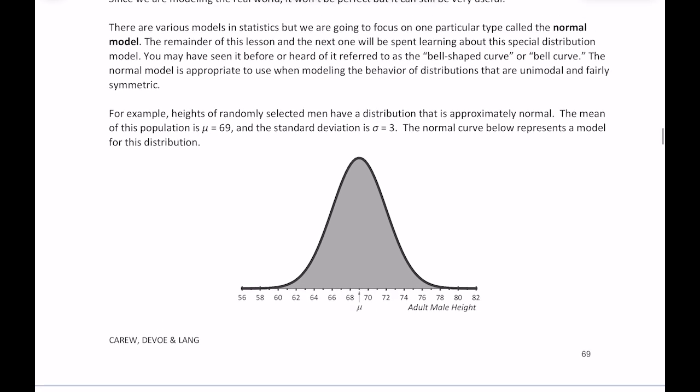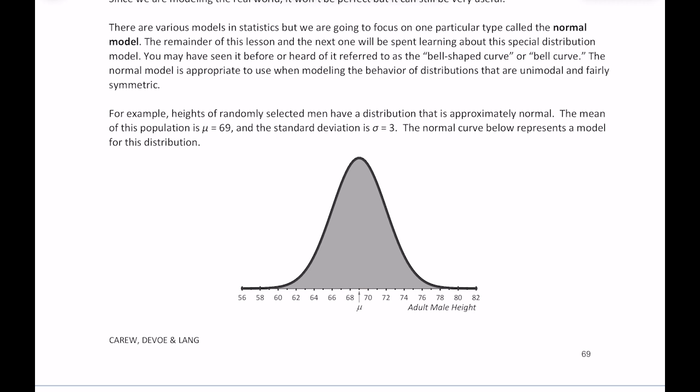Most of you will have seen this normal model before. It's bell-shaped, or it's a bell curve. And it's appropriate to use when modeling the behavior of distributions that are unimodal, which remember means one mode, and fairly symmetric. We say fairly symmetric because in real life, there's not going to be a normal model that's completely perfectly symmetric, where you can cut it in half down the middle and it's the same on both sides.